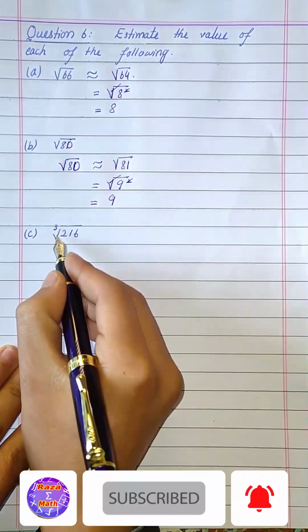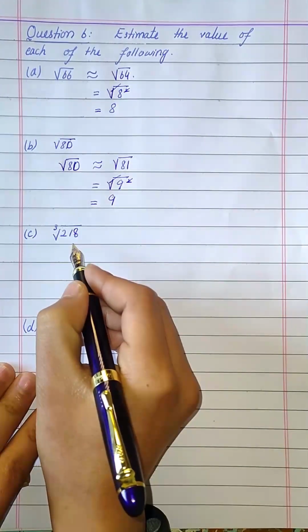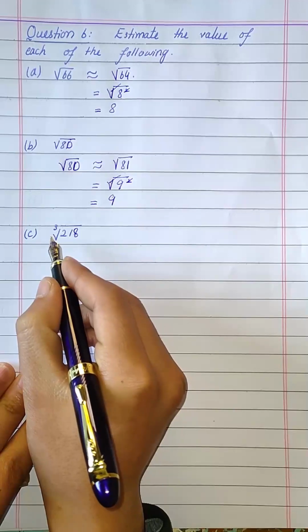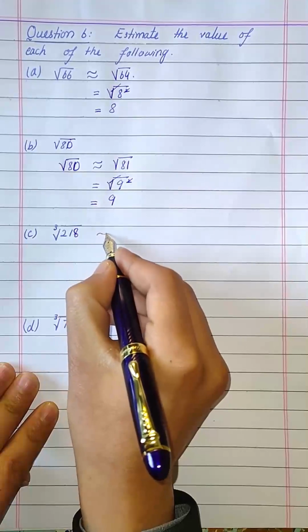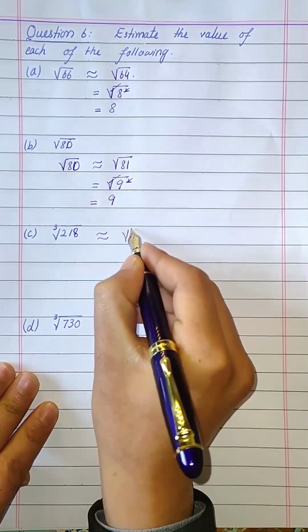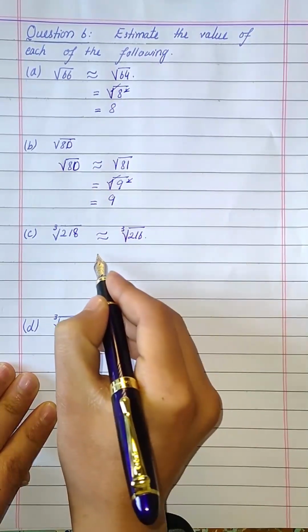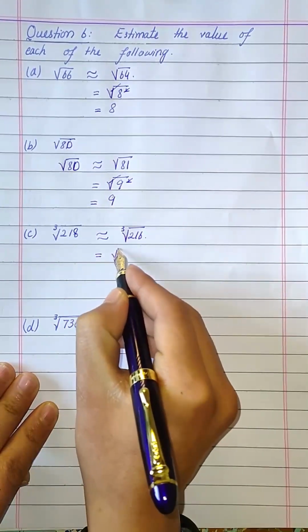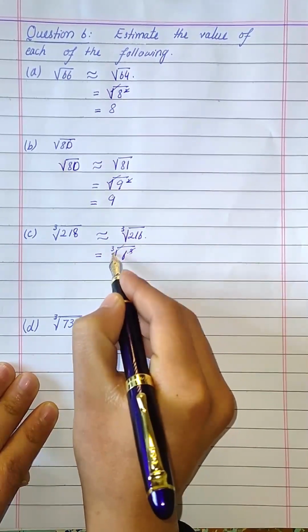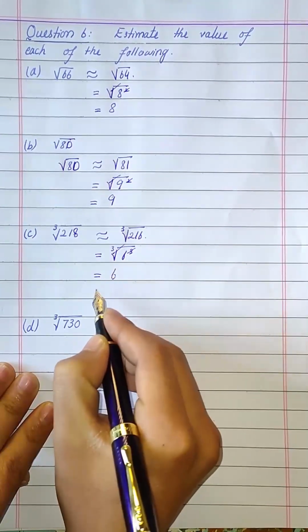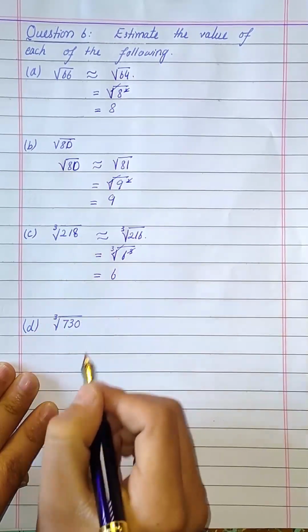And then we have the cube root of 218, where we have to find an approximation for the cube root of 218, which is approximately equal to the cube root of 216, and 216 can be written as a whole cube of 6. So the cube root of 216 can be written as 6 raised to the power 3, where the cube and cube root will be cancelled and the answer will be 6. So 6 is an approximated value for the cube root of 218.